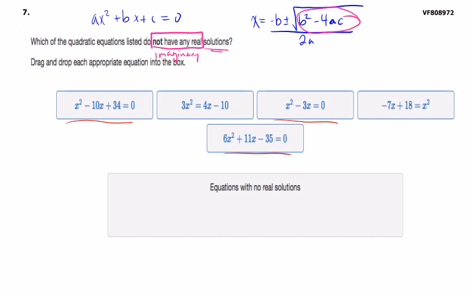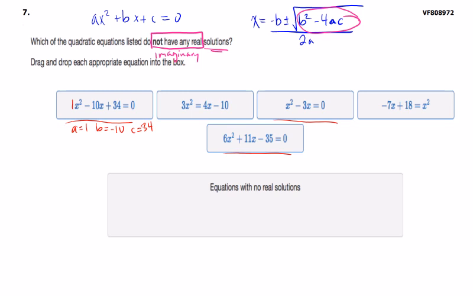I'm going to leave one of these 3 that I just underlined to you. I'll leave you that last one on the bottom, and you can figure out if it's real or not. But for this first one on the left here, I have to identify a, b, and c, right? Here, a equals 1, there's an invisible 1 right there. B would be negative 10. Don't forget the negative. That would be a big deal if you forget that. And c equals 34.